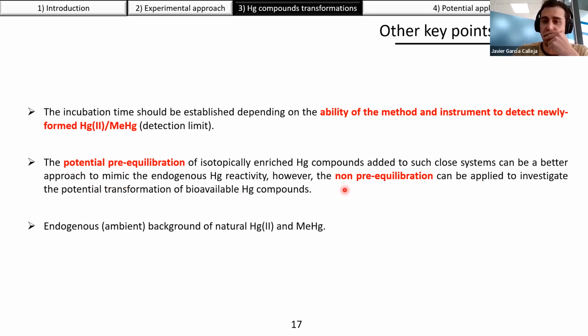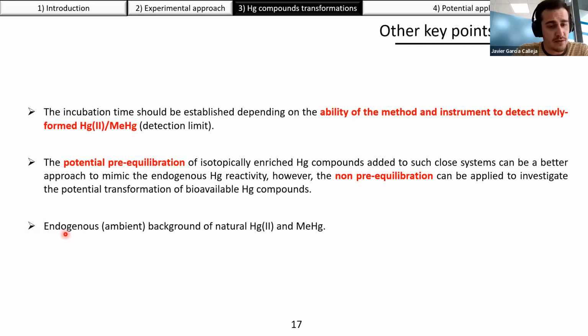For example, if you want to investigate the potential transformation of bioavailable mercury compounds, you cannot, or you should not, pre-calibrate your mercury compounds, or even with a clean exposure medium.